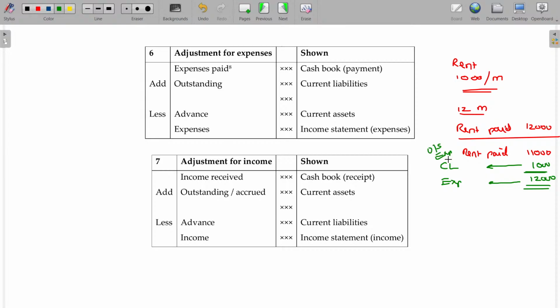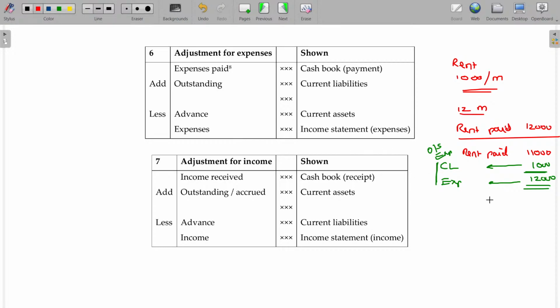So whenever there is an outstanding expense like rent paid, you have to adjust twice, because it is usually given in the adjustment. It should be posted twice or adjusted twice. One is it should be posted in the current liabilities, another one is it should be added to the expenses. Hope you are now able to understand.